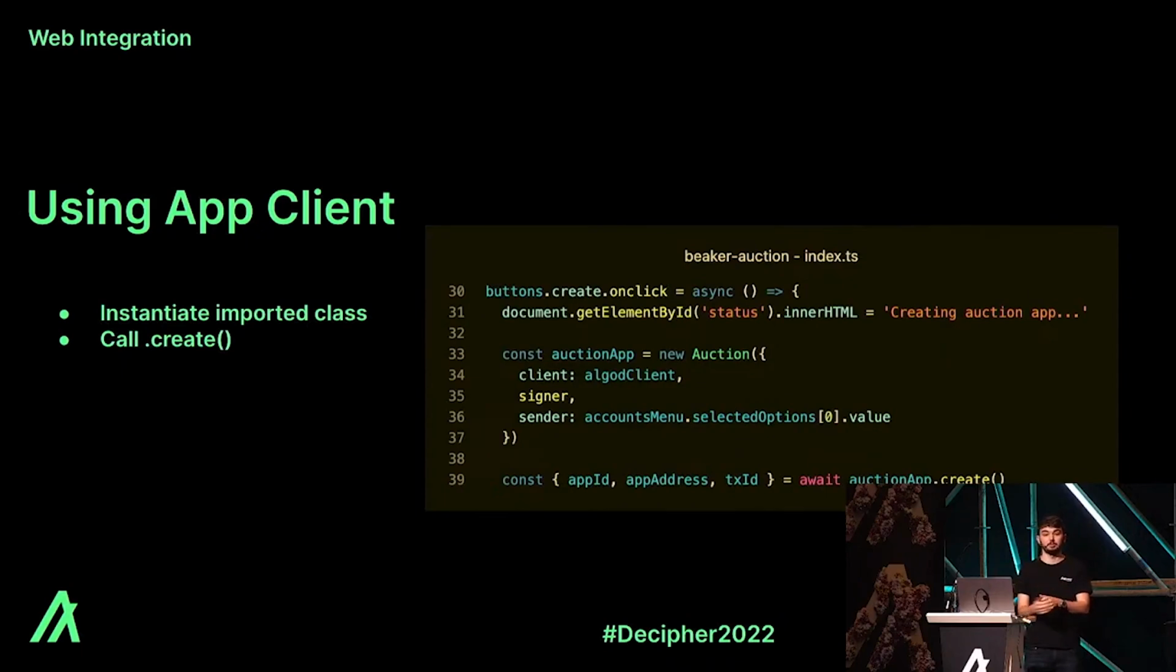We're specifying which client. We're specifying a signer function used to sign transactions, and I'll show you what that looks like using myalgo in the next slide. And then we're selecting it from a drop-down menu. And finally, to create that, we just call auction_app.create, and it's an asynchronous call, so we have an await there to make sure that we initiate those variables. After this line of code, we have now deployed the contract on testnet.